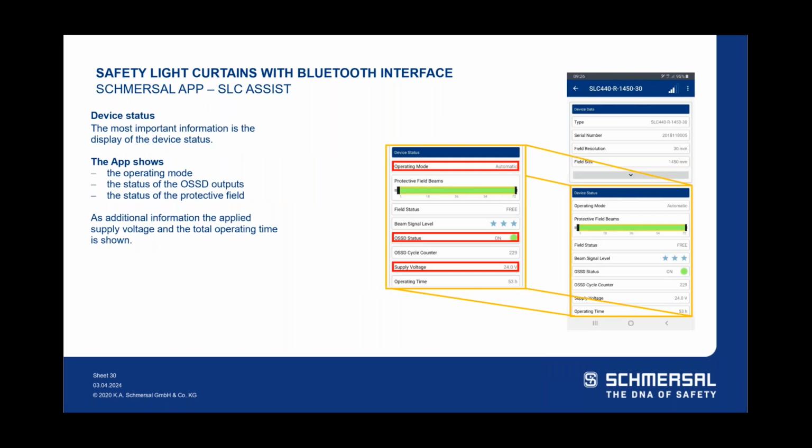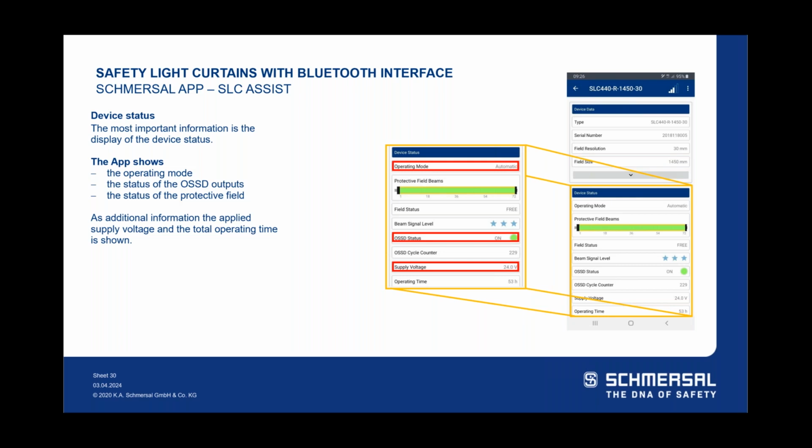Probably the most important information is the display of your actual light curtain there. Is it green? Is it working? Is it red? Why is it red? Which beams are broken? But you can also see the 3 stars for your beam signal level. Okay, again, how's my alignment?